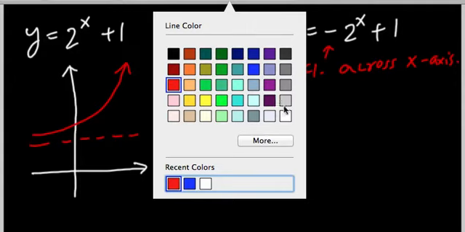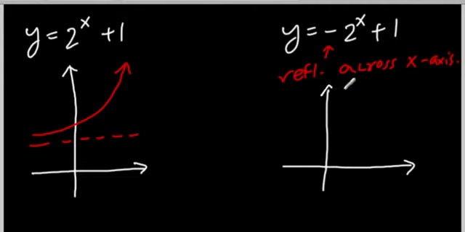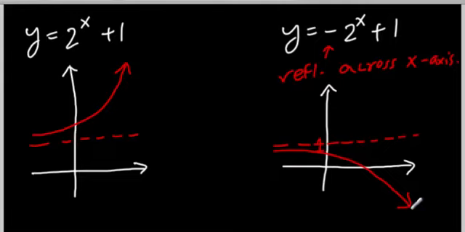So let's draw this. How that looks like is we have this over here, right? So let's draw the asymptote, which is 1 over here. And since 2 to the power of x grows up like that, a reflection across the axis would actually end up looking like this. So that's how the reflection would look when the negative is in front.